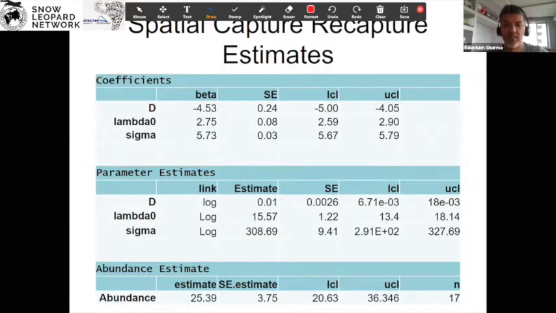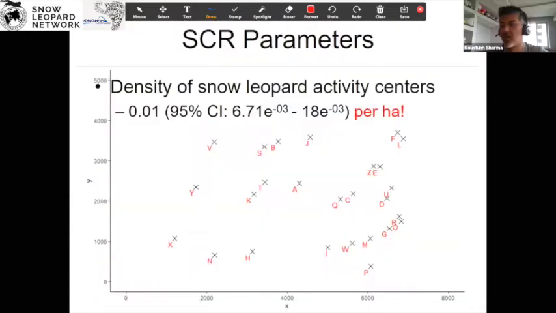And to do that, let me go back to remind you what the image looked like. You remember these were the activity centers. We get a density of snow leopards to be 0.01. Now, by default, spatial capture recapture, specifically this package that we are using, the secr package in R, estimates density per hectare. It assumes that all your coordinates are in meters. Now, if you want to change those, you may need to tweak that. You can do that, but by default, we assume that the coordinates are in meters.